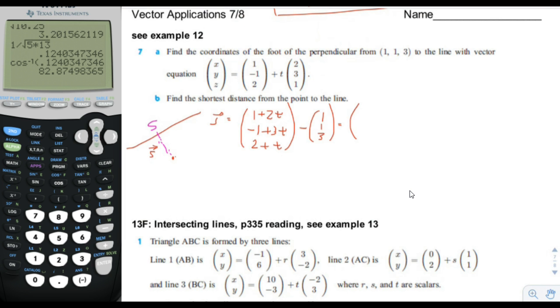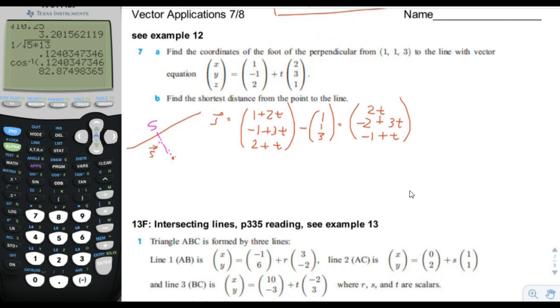So it'd be 1 plus 2t minus 1, so it'd be 2t for the x coordinate. For the y coordinate, it would be negative 1 plus 3t minus 1, so negative 2 plus 3t. And then the z coordinate would be 2 minus 3, so it'd be negative 1 plus t. Okay, so that's the vector s.